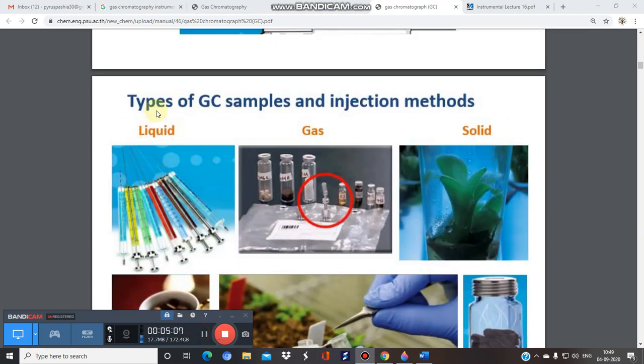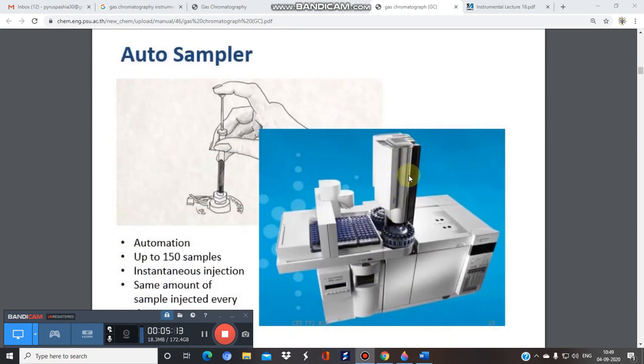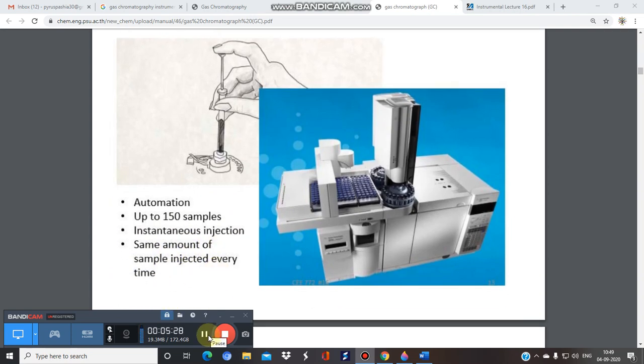And we use different types of GC sample injection systems, like this. This is the autosampler, the automatic sampler. It is a very sophisticated instrument. It can take up to 150 samples for instantaneous injection, and it has the advantage that it will inject the same amount of sample every time.